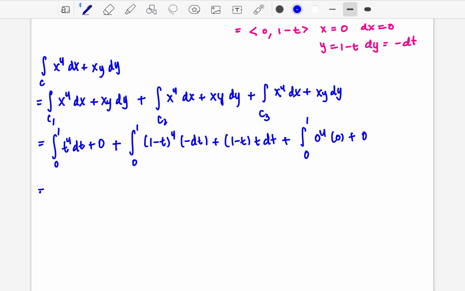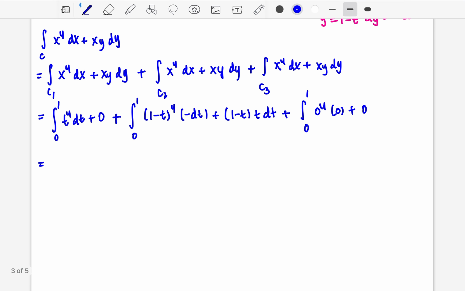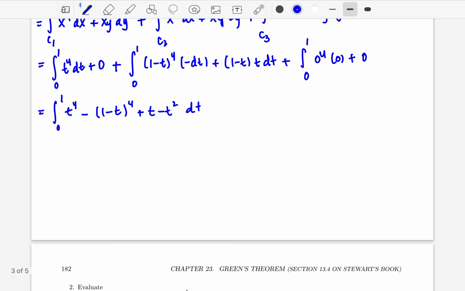So let me simplify this so that I can find my antiderivatives, okay? So this is 0 to 1, t to the fourth. I'm going to combine everything into one integral plus 1 minus t to the fourth, which with that negative I'm going to put in the front. So minus 1 minus t to the fourth, that looks like a 9, so to the fourth. And then I have plus, now here I have 1 minus t times t, so I get t minus t squared dt. Perfection.